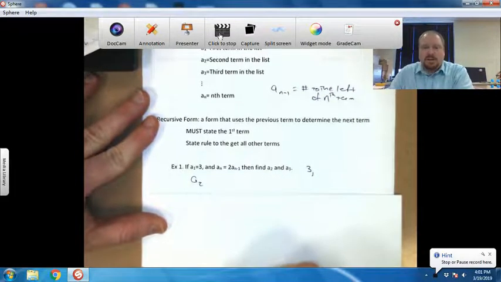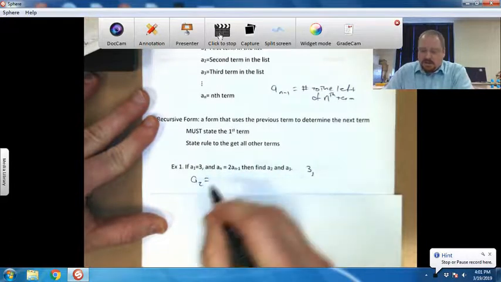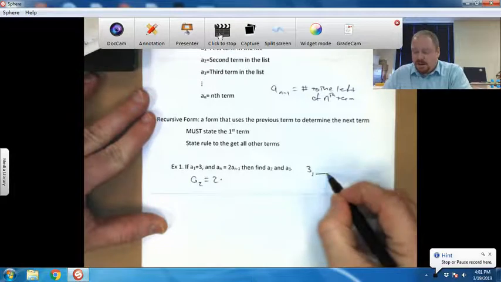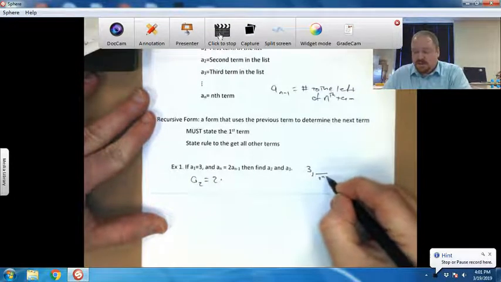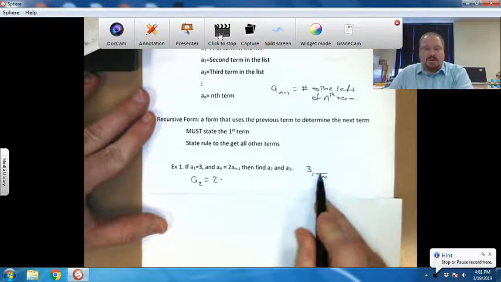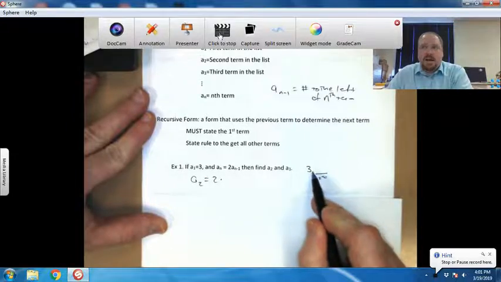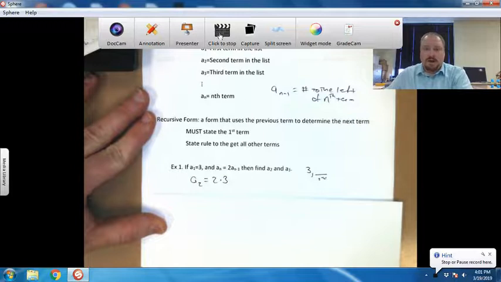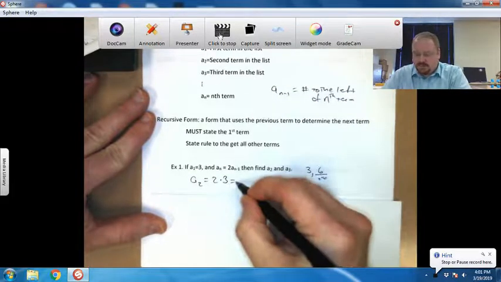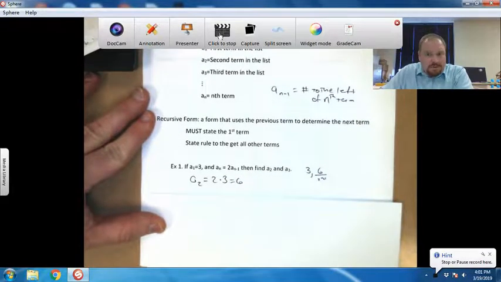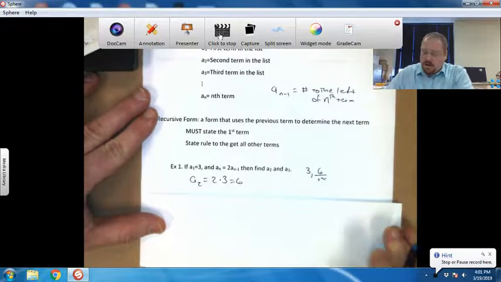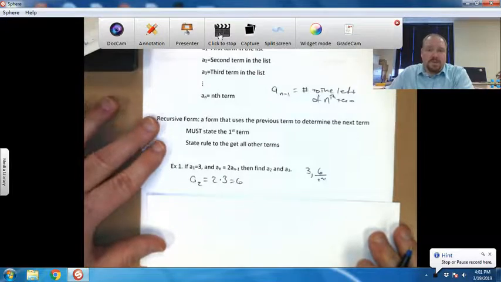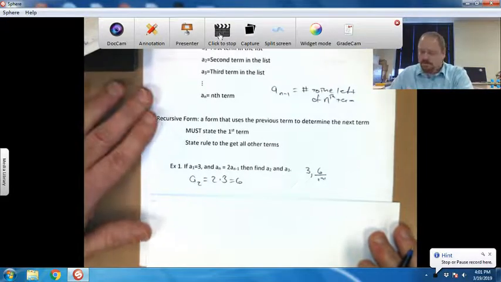So a sub 2 is 2 times the number to the left. This is the second position. So that's a sub 2. That's where it's going to go. So 2 times the number to the left. So 2 times 3, that's 6. Pretty simple, it seems. Okay? But the notation is really the only thing that throws people off. It's not the idea, it's the notation.